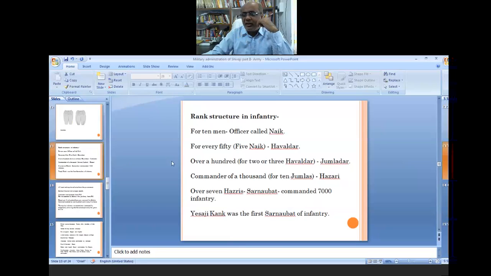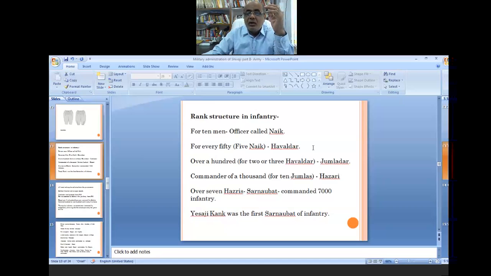Infantry and cavalry had a different rank structure. In infantry, for 10 men there used to be one officer called naik. And now, if you remember, Havaldar was a very important post in the fort administration. Havaldar designation is used here in infantry also, but here Havaldar was head of 5 naik. One naik will have 10 soldiers under him, and the 5 naik, that will be comprising of 50 people plus 5 naik. So 55 people will be commanded by Havaldar in infantry.